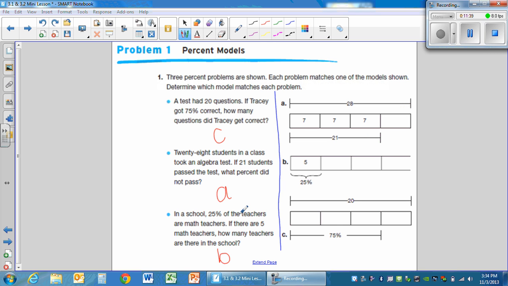The last percent problem says, in a school, 25% of the teachers are math teachers. If there are 5 math teachers, how many teachers are in the school? So here they show a model of what would be the total number of teachers in the school, and then they also show the 5 teachers that are math teachers right here in the first box. Go ahead and check out the models and the percent problems to make sure you understand how we got the answers C, A, B, and then when you're ready to move on, you can press play.